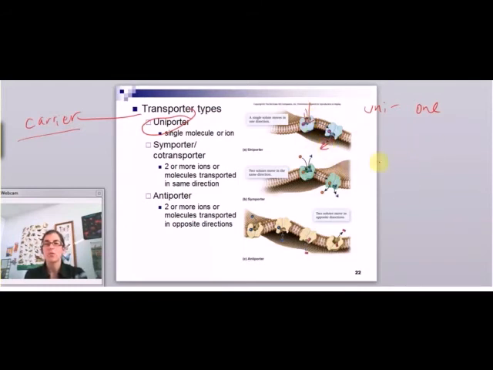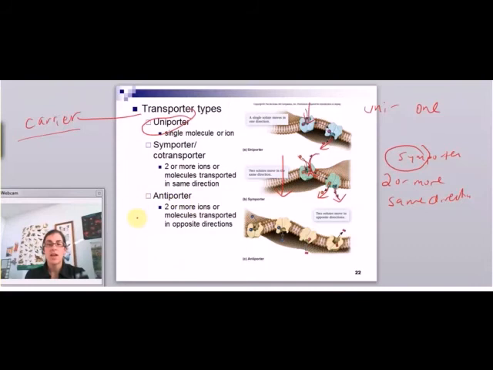So that's a uniporter. A symporter moves two or more solutes in the same direction. Sym means same. So the red dot comes in, the blue triangle comes in, and they both go out the other side. So they both got moved from top to bottom. That's the same direction, even though it was two or more solutes.